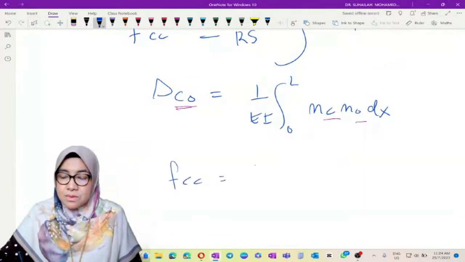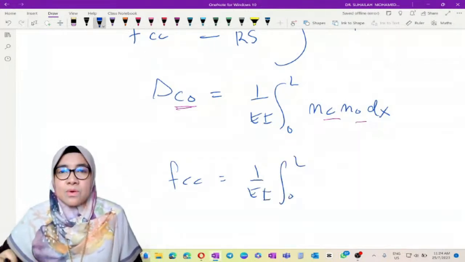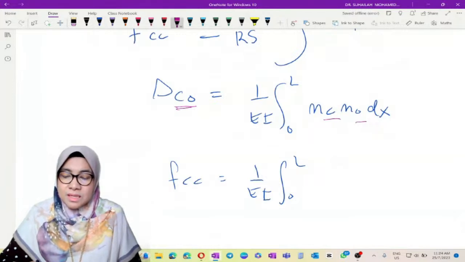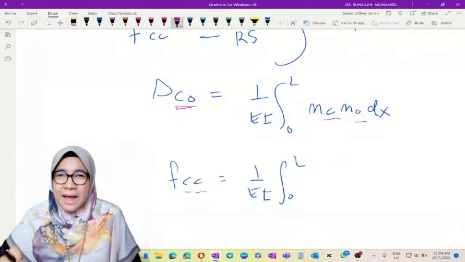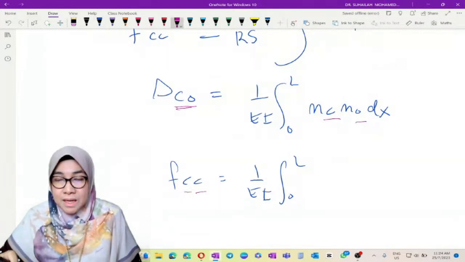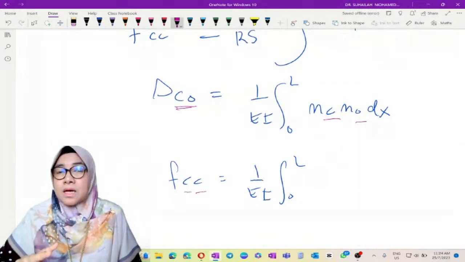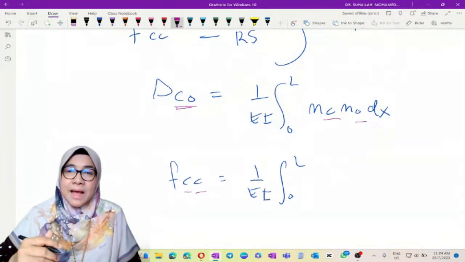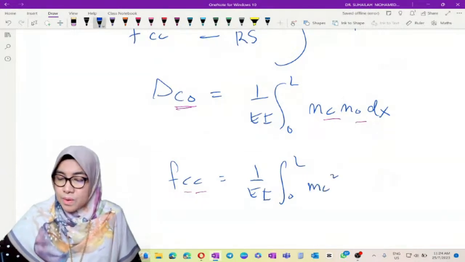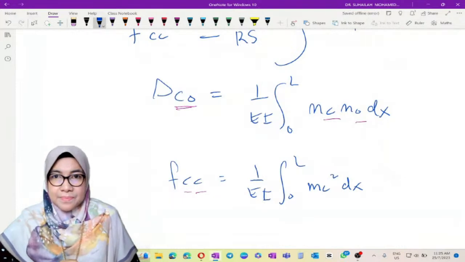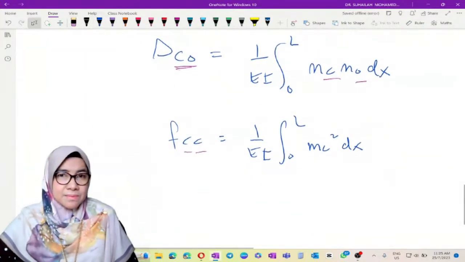So another one is FCC. FCC means 1 over EI from 0 to L. This time, because the notation is C and C, we will have MC and MC, two MC, and this can be written as MC squared dx.